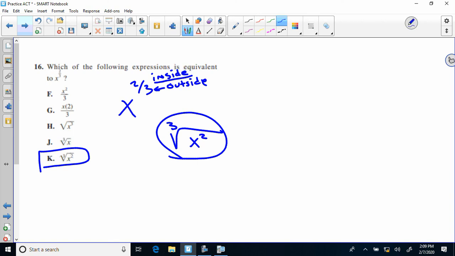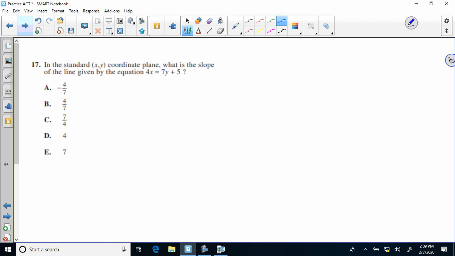Number 17. In the standard xy coordinate plane, what is the slope of the line given by this equation? To find the slope of a line, you're going to get it in the form y equals mx plus b, and you want the m because that's the slope. So our whole goal is just to solve for y.